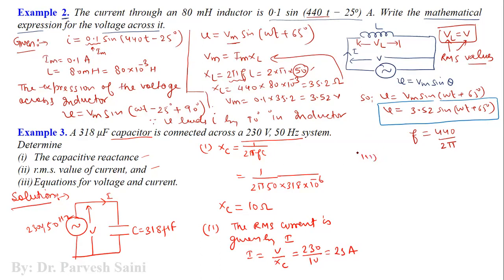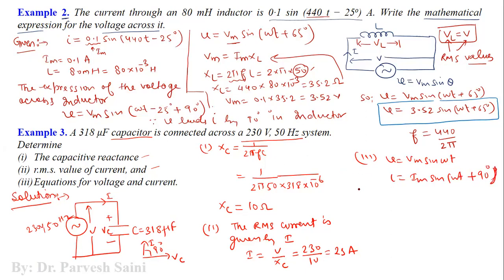And third, we have to write the current and voltage equation. In case of a capacitor, we know that the current I leads the voltage VC, because the voltage across this would be VC. So current leads the voltage by 90 degree in case of a capacitor. So we can write it like this: V is equal to Vm sine omega t, and I is equal to Im sine omega t plus 90 degree.